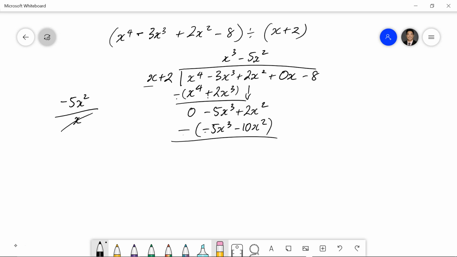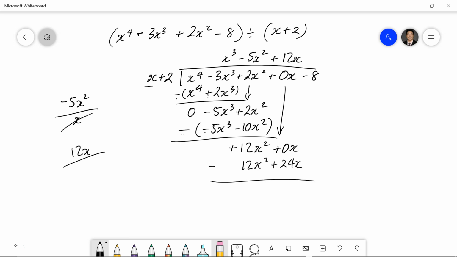We've got 2 negatives, makes a positive. So we've got 12x squared here. Going to carry down the 0x. Okay, and the same thing. We've got 12x squared divided by x is going to leave us with 12x. So we'll put 12x up on the top, re-multiply, we've got 12x squared, and then times 2, we've got 24x, and we're going to subtract.